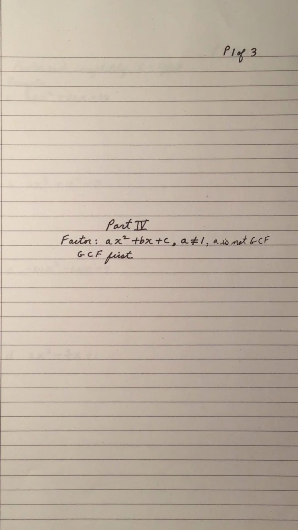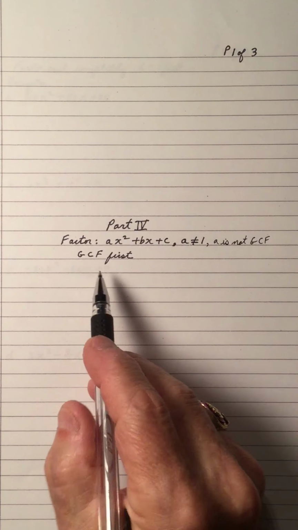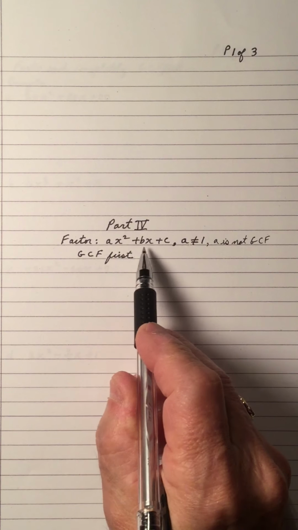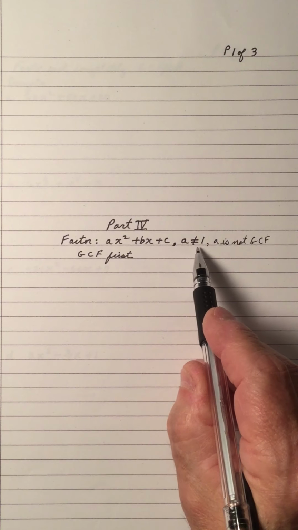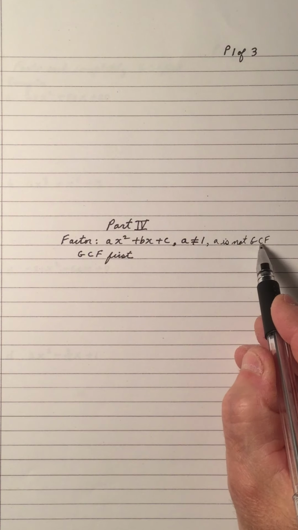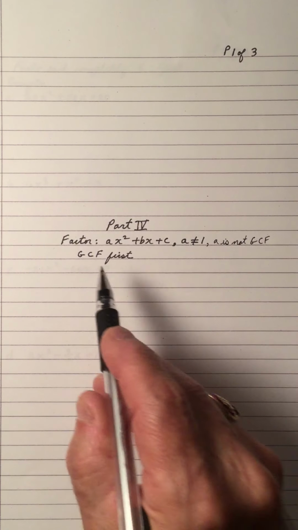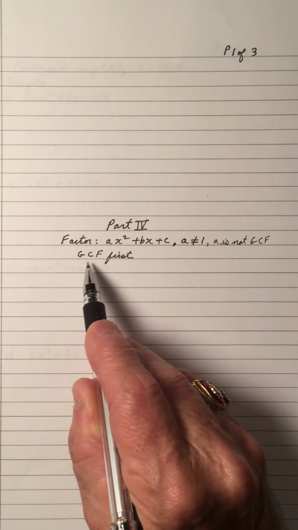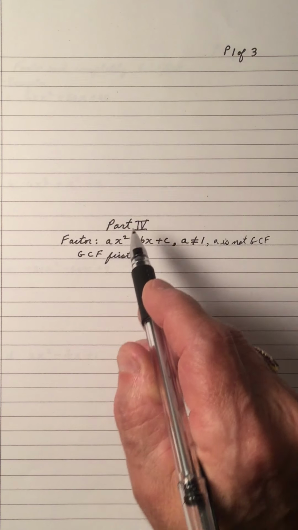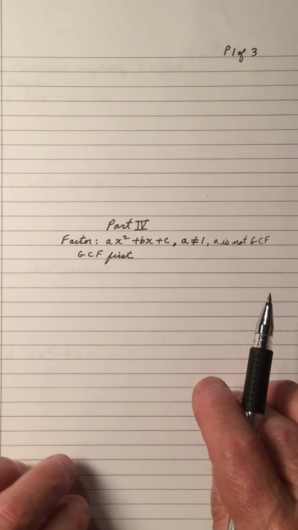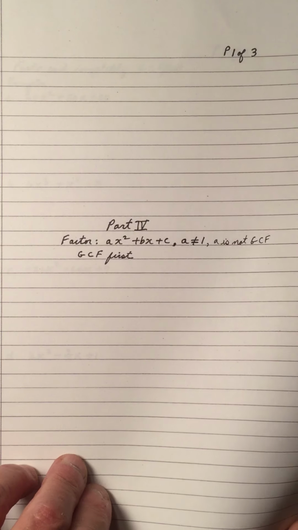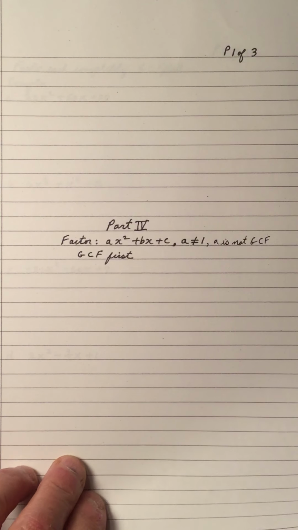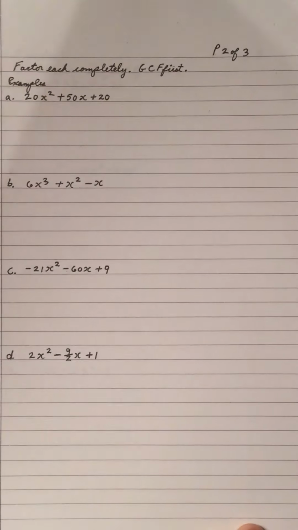Hi, welcome to my video on factoring ax squared plus bx plus c, where a is not 1 and a is not a GCF. But this video is going to be on GCF first. We always factor with the GCF first. So this is part 4 of factoring the trinomial that has a constant or a number in front of the x squared.